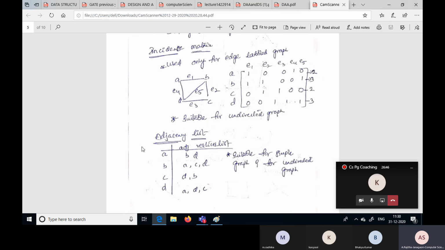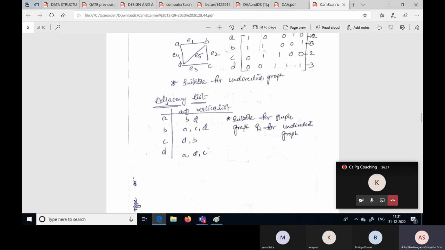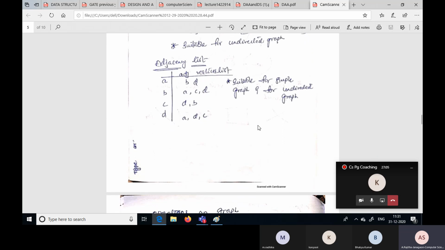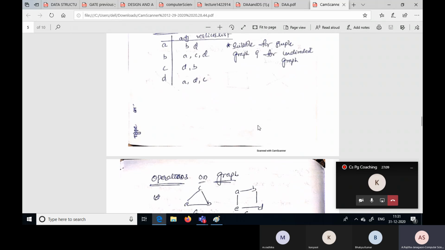Next point, adjacency list. We know that this adjacency list is suitable for simple graphs and for undirected graphs. Adjacency matrix is suitable for directed and undirected graphs. Incidence matrix is suitable for undirected graphs, whereas adjacency list is also suitable for simple graphs as well as for undirected graphs.